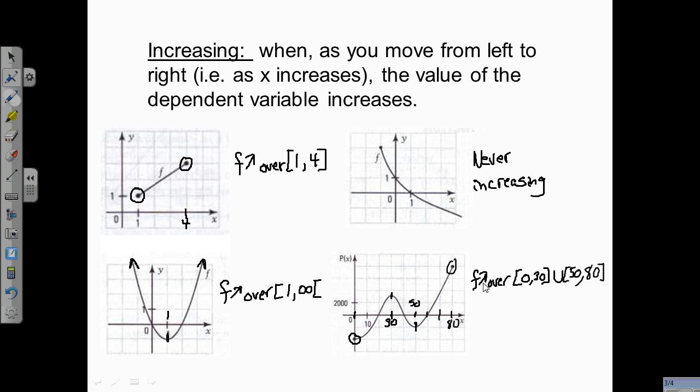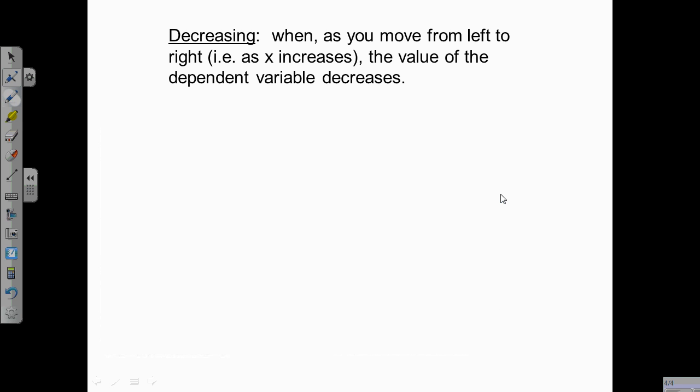So again, here we put f is increasing over one interval, and then the union to show that it's increasing at another time as well, and then we put in the second interval. And if we had 3 or 4 times, we could put several unions in the middle and keep stringing them along. Now let's take a look at decreasing.